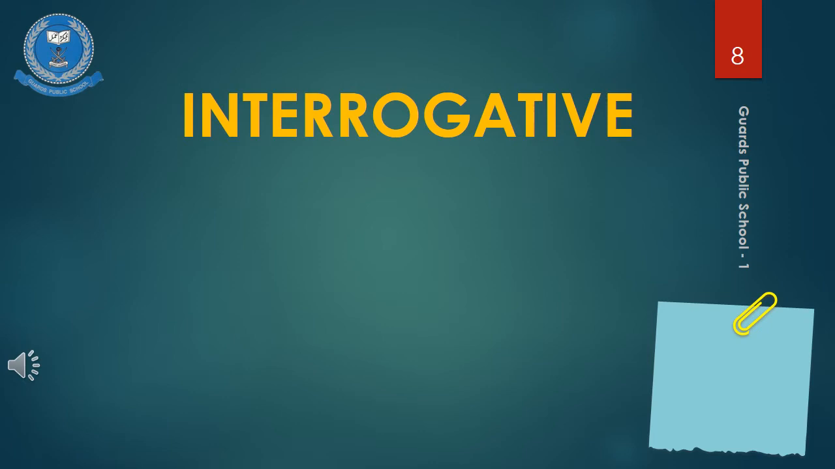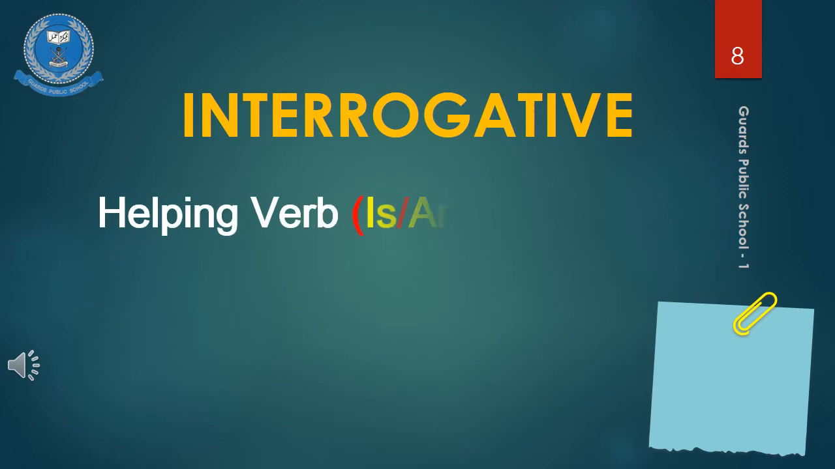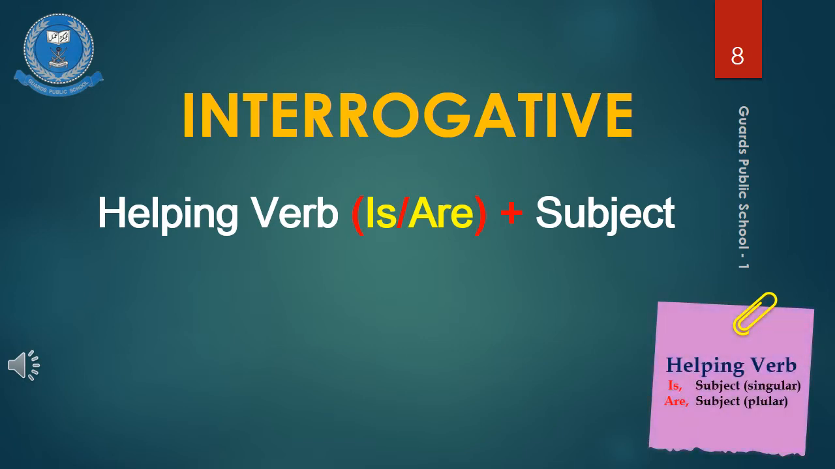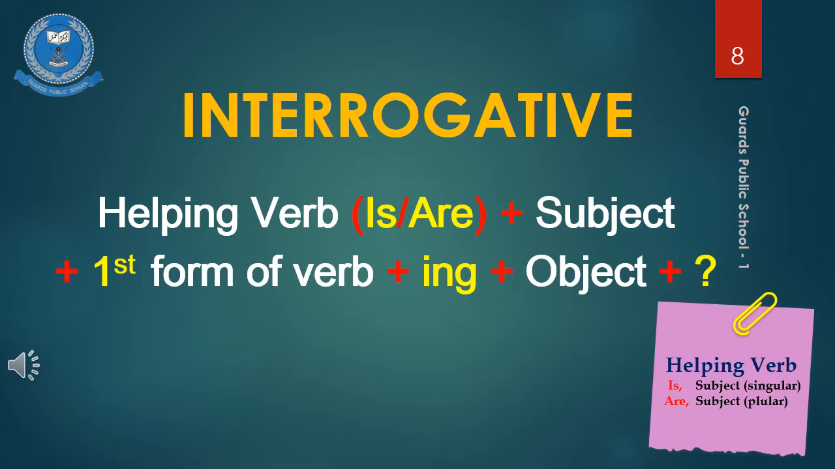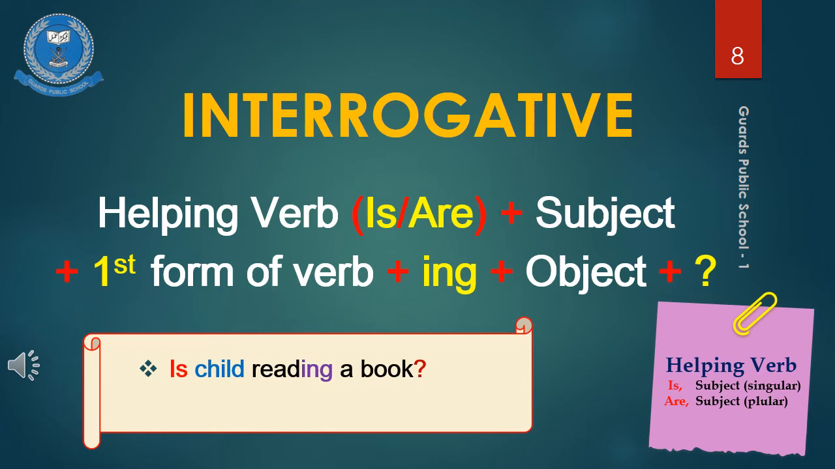Making an interrogative sentence, we use helping verb to begin the sentence. But first we consider our subject. If our subject is singular, we begin our sentence using is as helping verb. But if our subject is plural, we begin our sentence using are as helping verb. After helping verb and subject, we use first form of verb with ing. Then comes our object. Since the sentence is in question or interrogative form, we must end it with a question mark. Singular subject example. Is child reading a book? Plural subject example. Are children reading books?